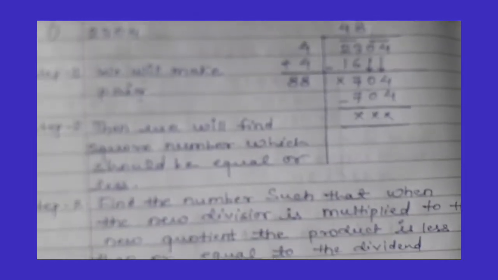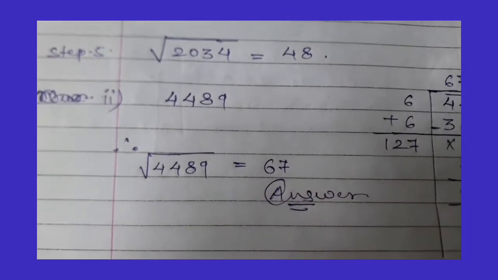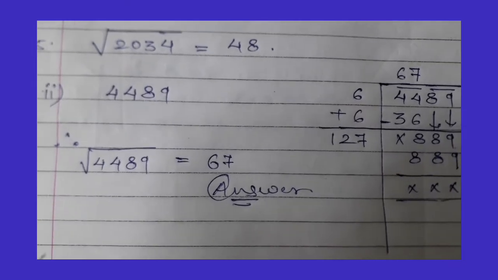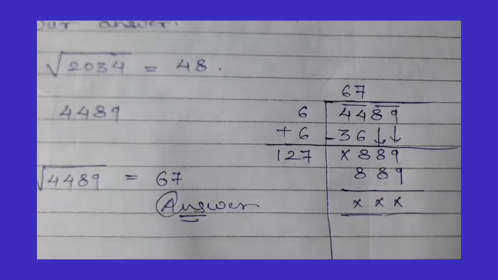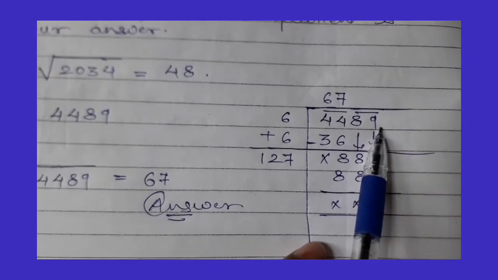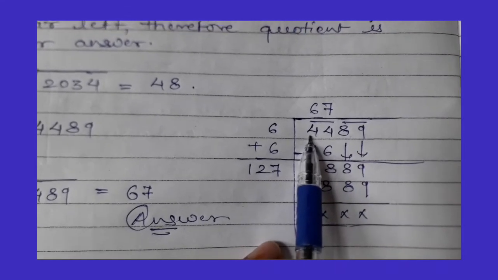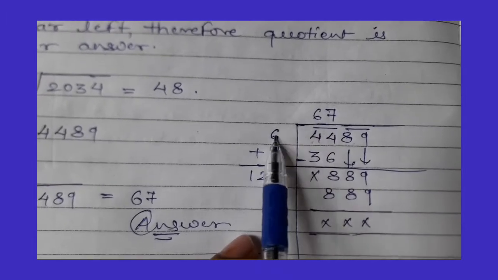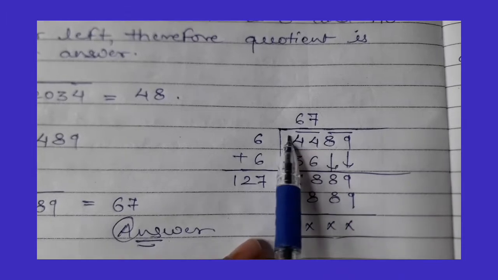Now the second part. In the second part the number we have is 4489. Same thing we'll do here. Again we'll make pairs of two numbers from the units place. So from here we'll make one pair, this one is the first pair and this one is the second pair. Again we'll choose such a number whose square is less than or equal to the first pair.